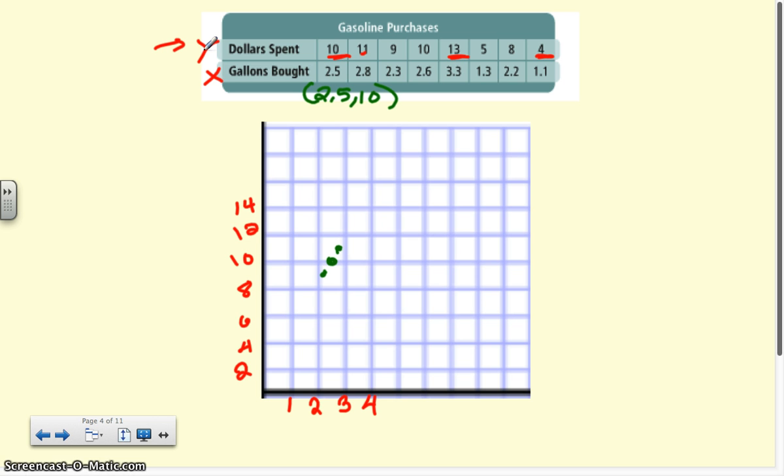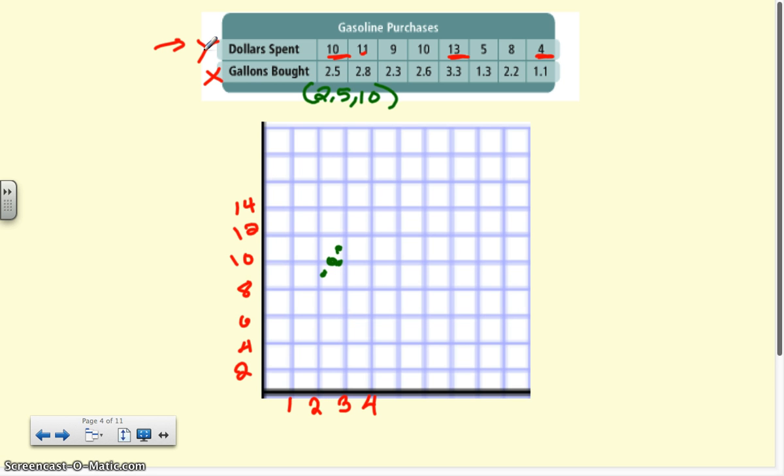Okay, and again, it's a rough estimate. You're going to get something that's a little different than mine, it's okay, as long as we're in between the two numbers and you benchmark halfway appropriately. So what's my next one? 2.6 and 10, so that's a little closer to 3.